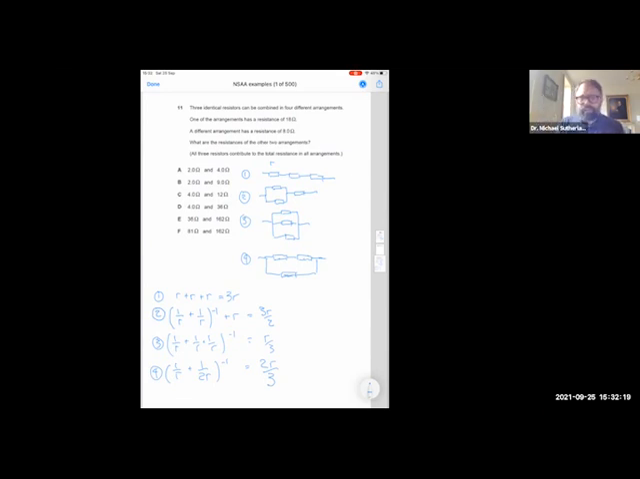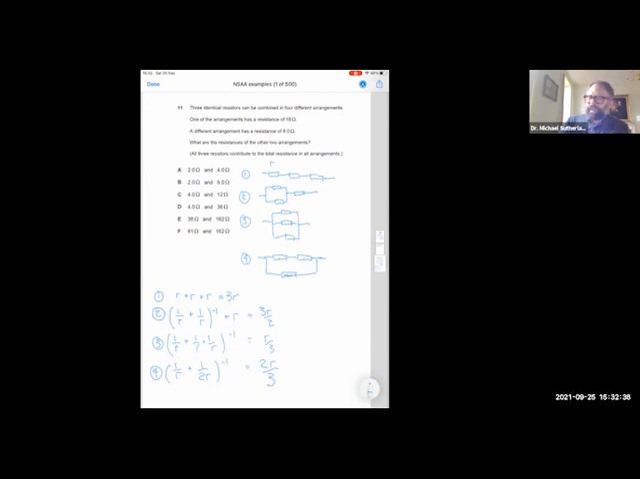And then it gives us a kind of incomplete information. It says one of the arrangements, but it just doesn't tell us which one, has a resistance of 18 ohms, and a different arrangement has a resistance of 8 ohms. So how can we try to figure out which of these arrangements our circuit is in?